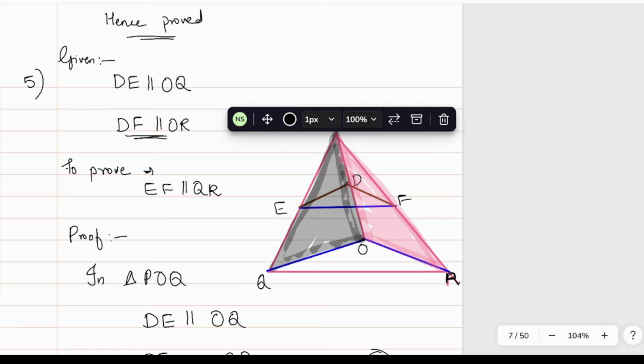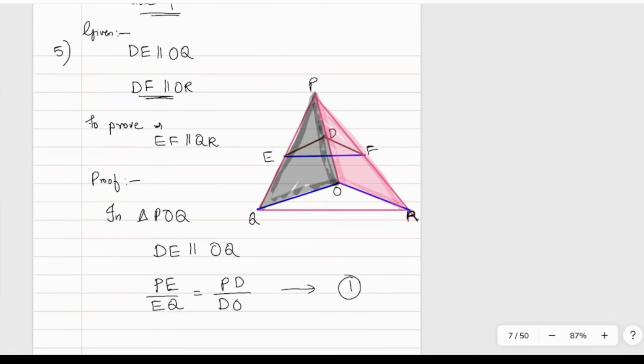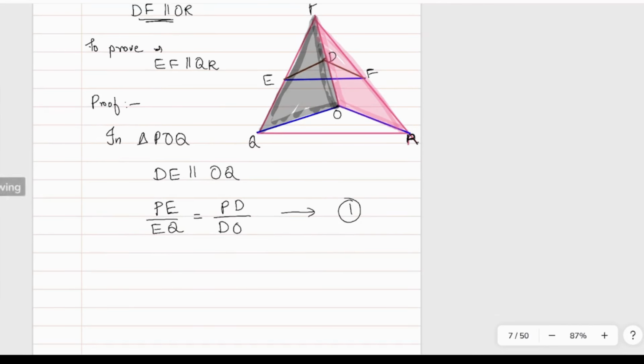Now we can take this triangle, that pink colored highlighted part. So in that part we are getting what triangle? In triangle POR, what is given? DF is parallel to OR, right? If you want, I can draw the figure separately. Look here, it is like this.